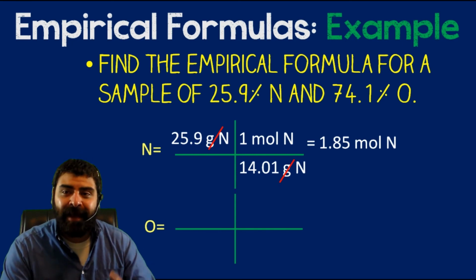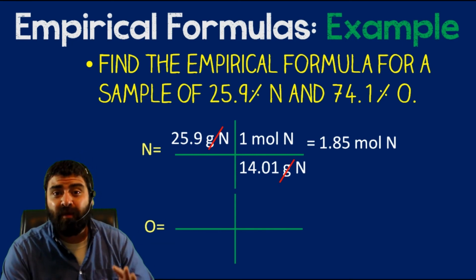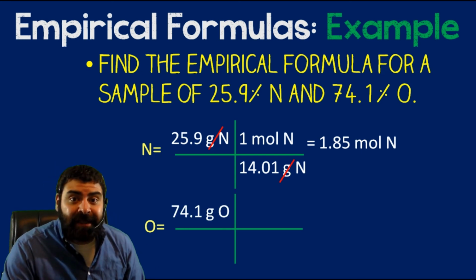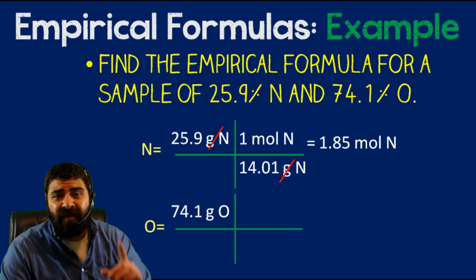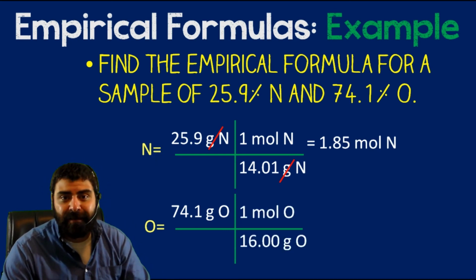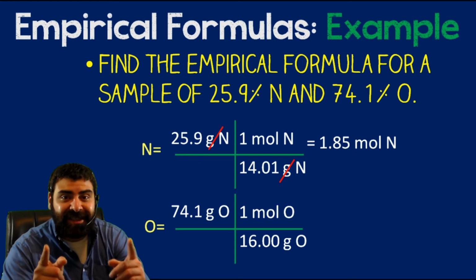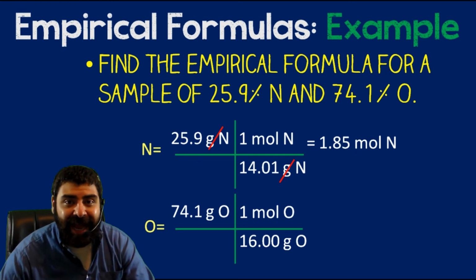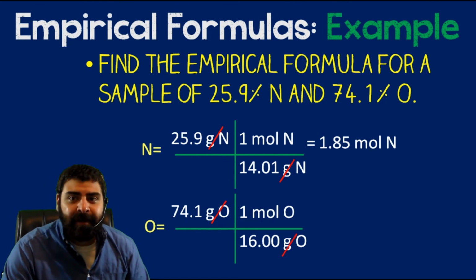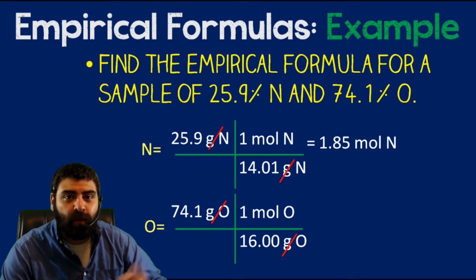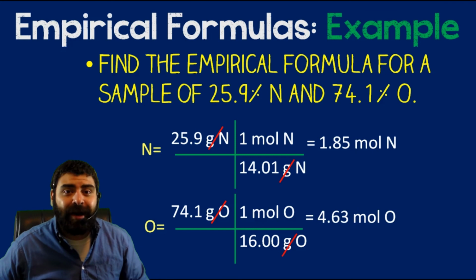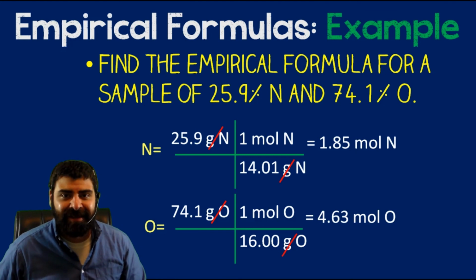Now oxygen makes up 74.1 grams of the compound. And using the molar mass from the periodic table, we know for every 1 mole of oxygen, you have 16.00 grams. Lining up the units just right reduces the units of grams, and we're left with the unit of oxygen in moles. 74.1 times 1 divided by 16.00, and you have 4.63 moles of oxygen.